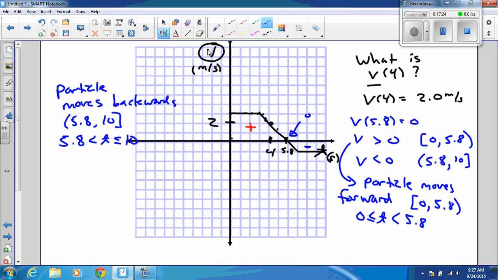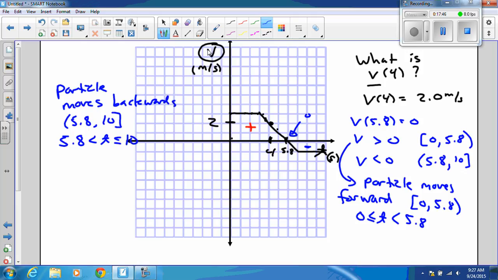I would first move forward with a constant 3 meters per second, then I would slow down to a stop at 5.8 seconds, and then I would move backwards, going a little bit faster until I get to -1 meter per second, like that, and then whatever happens after 10, we don't know.